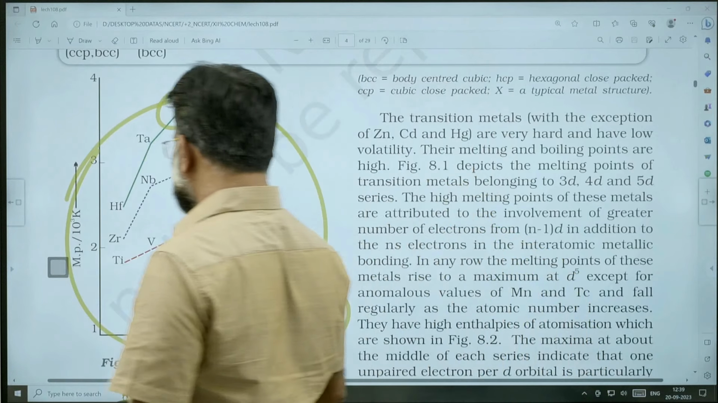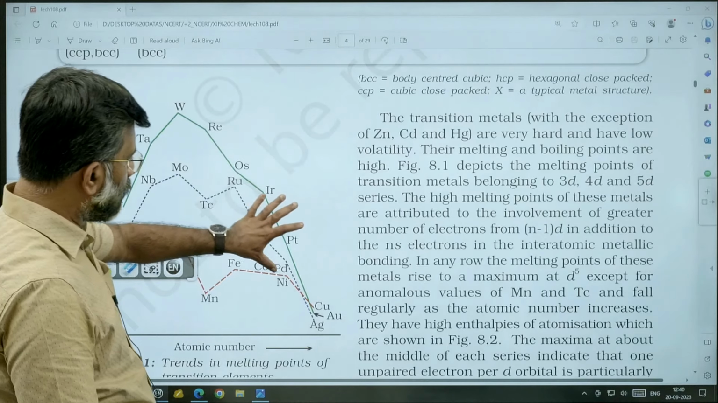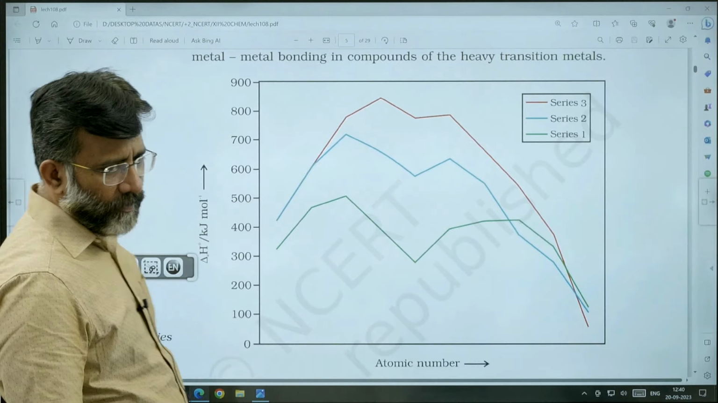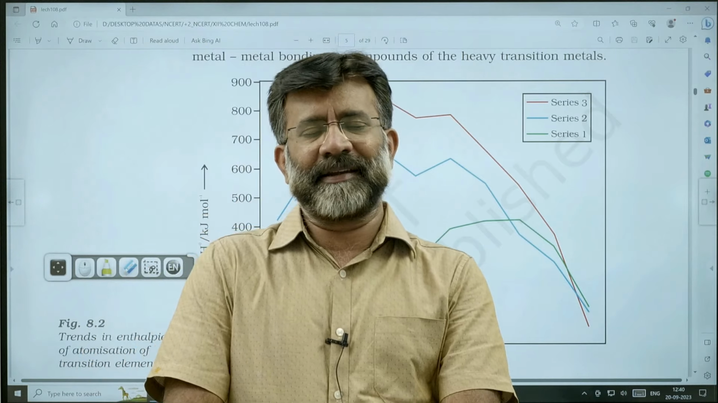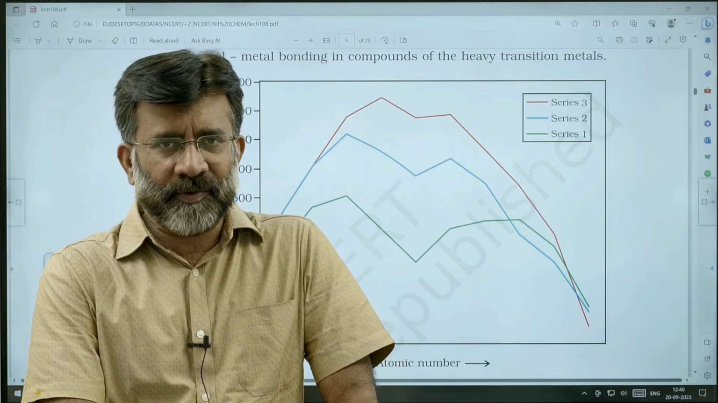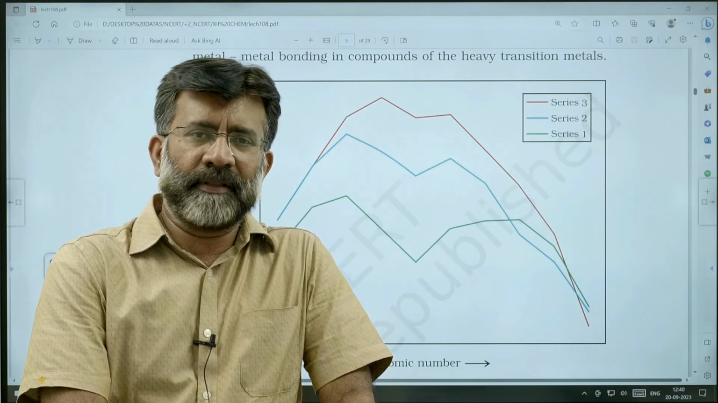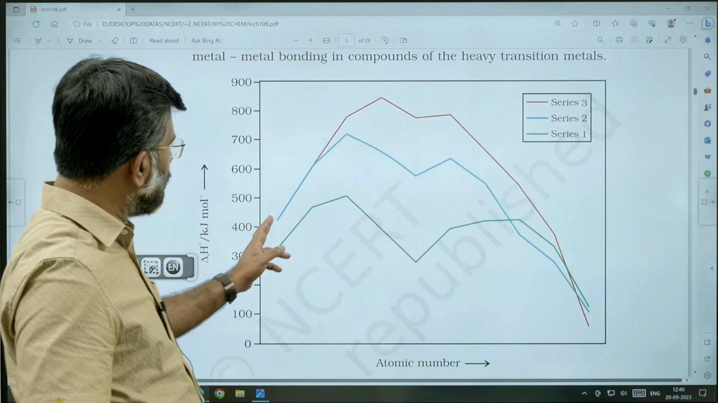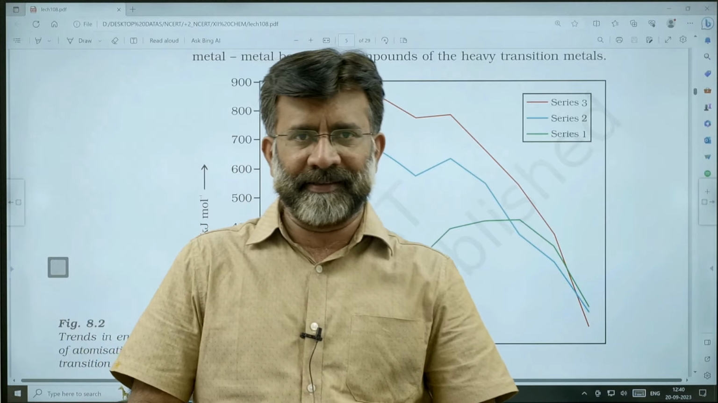A similar diagram you can encounter for the enthalpy of atomization, because the enthalpy of atomization diagram and the melting point diagram will be quite similar. Why is it quite similar? They are direct functions, you can say, right? Metal-metal bonding is reflecting in the enthalpy of atomization, otherwise called enthalpy of sublimation. So greater the metal-metal bonding, greater will be the enthalpy of atomization, greater will be the melting point. So you see metal-metal bonding is increasing from left to mid and then decreases, right?